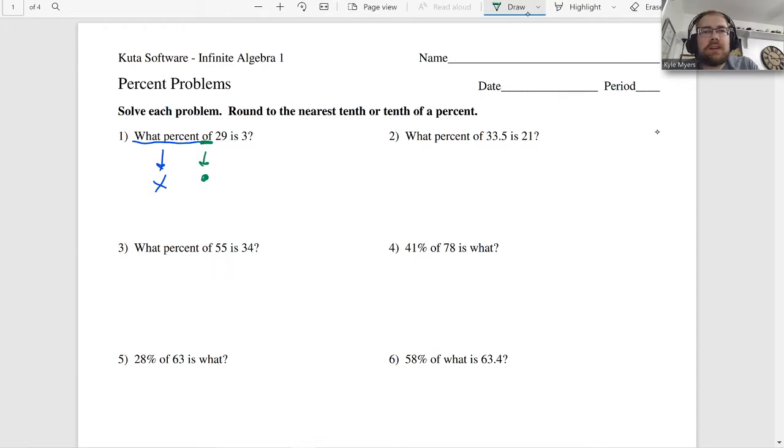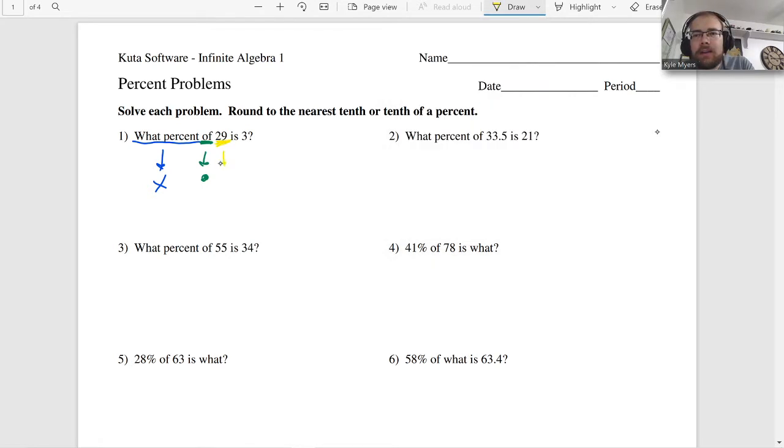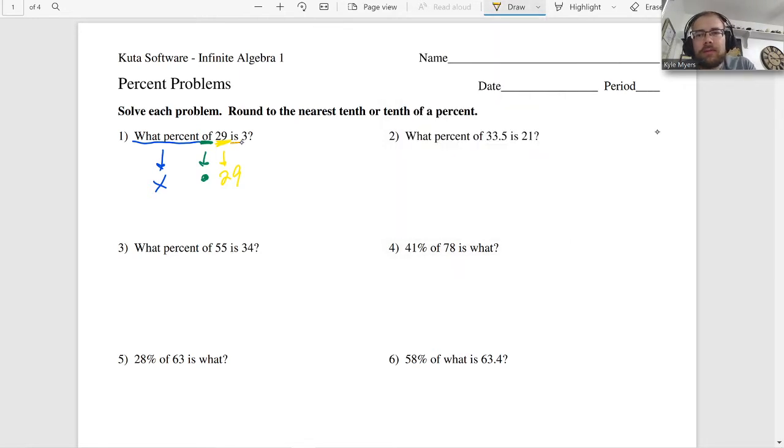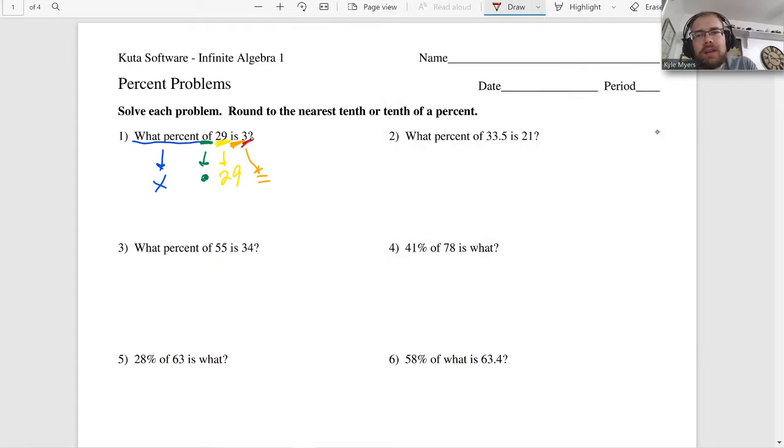And then, of course, numbers are just numbers, right? So there's no need to interpret those. So 29 is 29. And then the word is, which is also a little on the nose. If I say is, it just means equals, right? Is equals. And last but not least here, 3 is just 3. So it's really that simple.